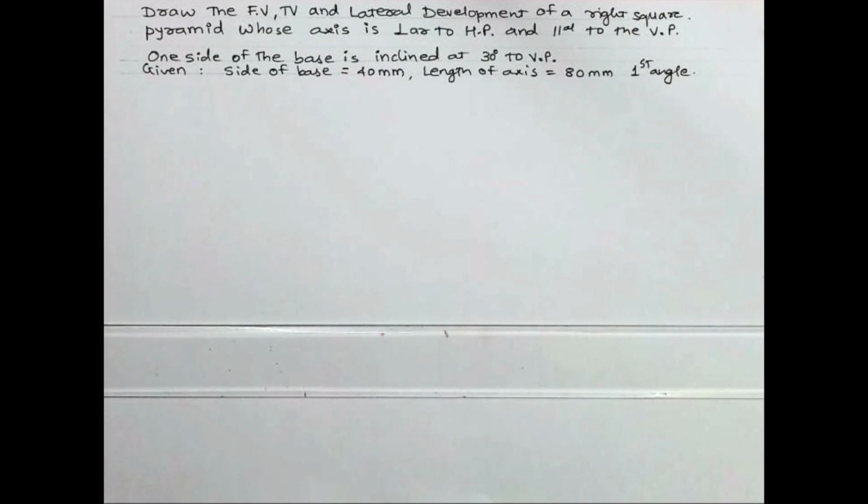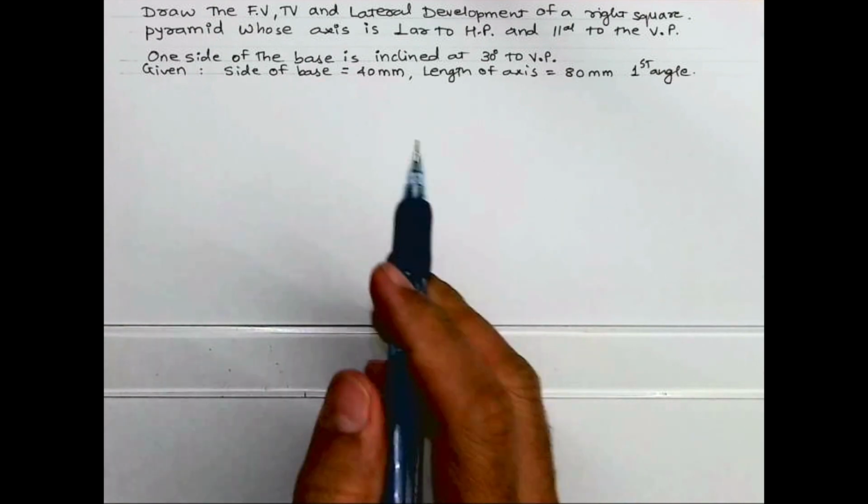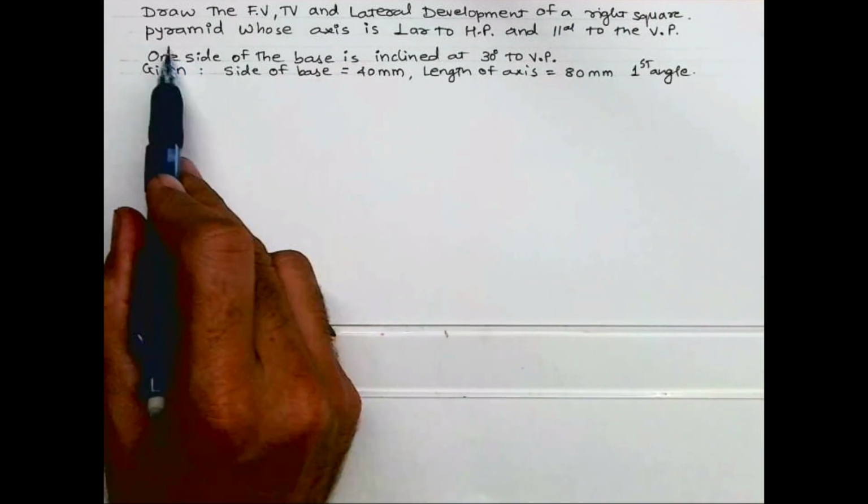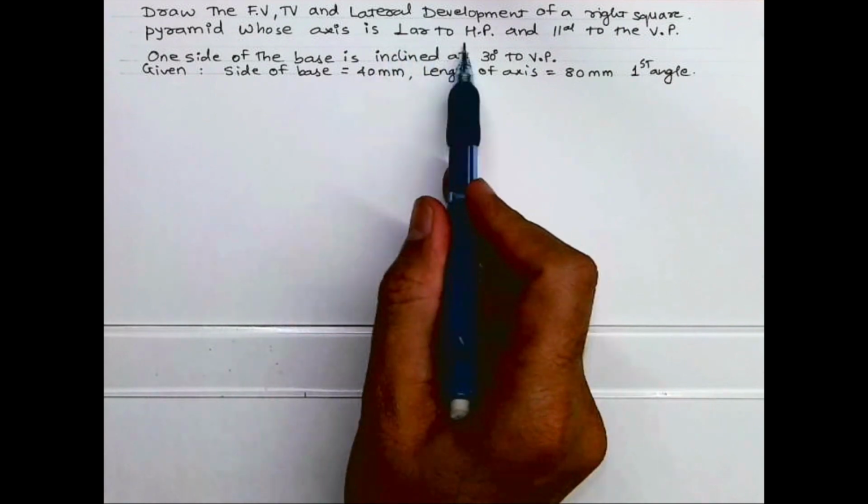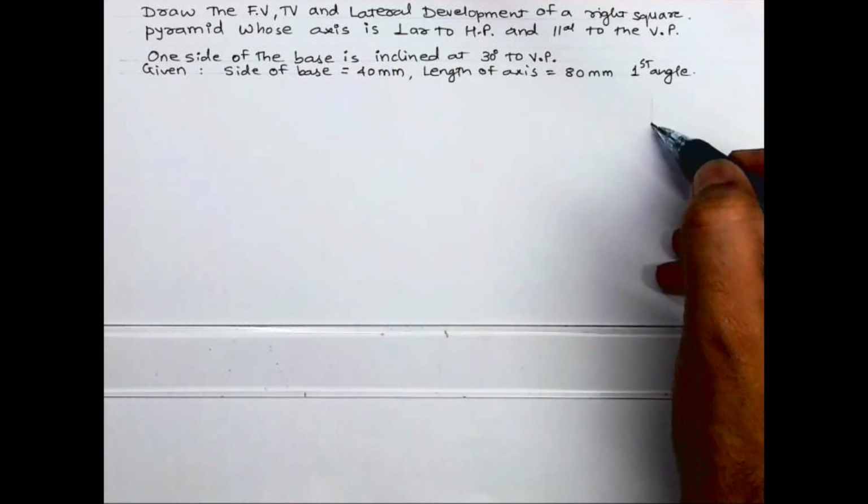Welcome to Technical Drawing. Today we'll see how to draw the front view and top view, as well as the lateral surface development of a right square pyramid whose axis is perpendicular to HP and parallel to VP. One side of the base is inclined at 30 degrees to VP. Now see, it's a right square pyramid perpendicular to HP.